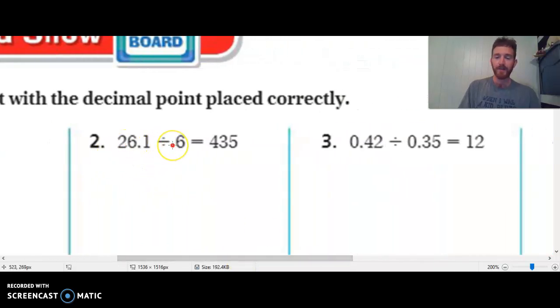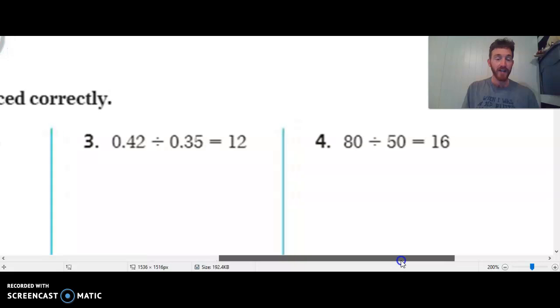26 and 1/10 divided by 6. Again, just think about compatible numbers. If we called it 24 divided by 6, our answer would be 4. If we rounded it up to 30 divided by 6, again using compatible numbers, our answer would be 5. So somewhere between 4 and 5. How can we make this between 4 and 5? Well, that would be to place a decimal point right here. So we have 4 and 35 hundredths would be that answer, okay?